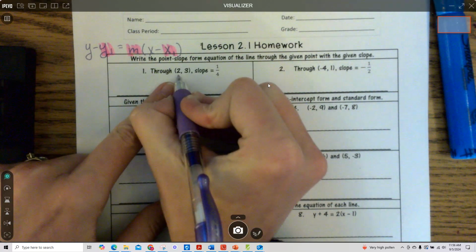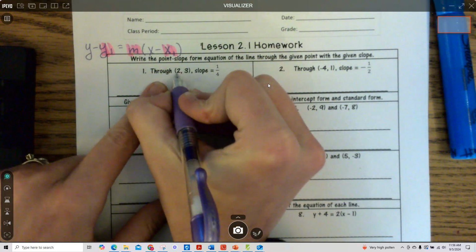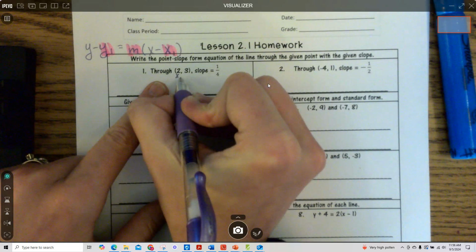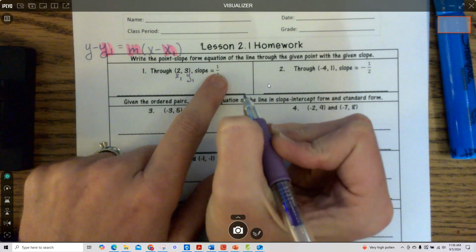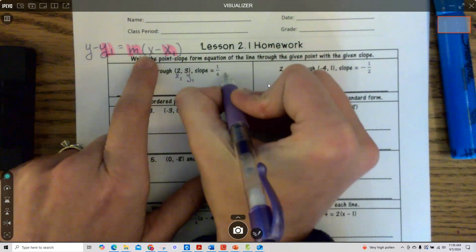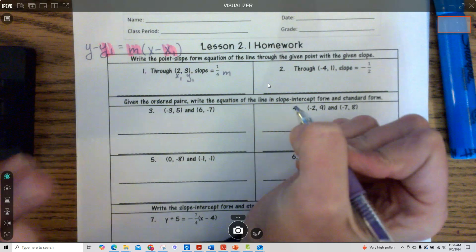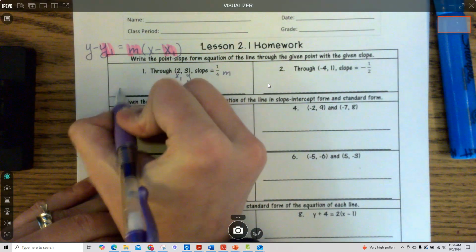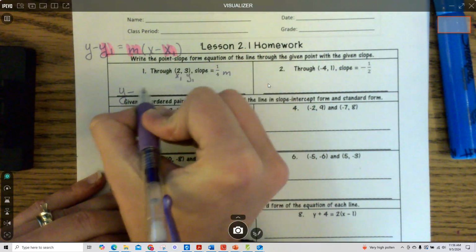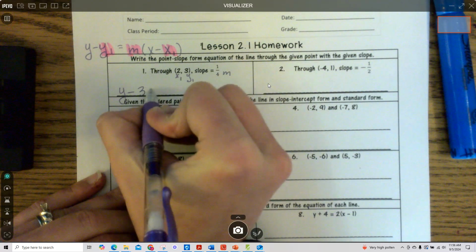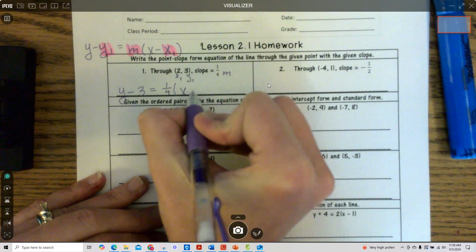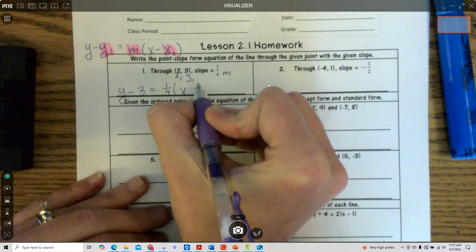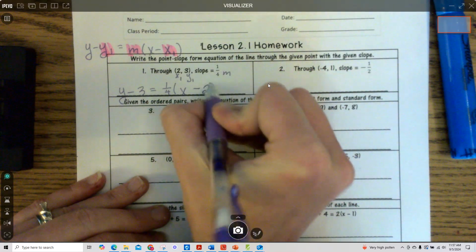So here's our ordered pair. Remember, x always comes first. So that's x1, that's y1. Slope is always m. All we've got to do is fill in the blanks now. So y1 is a 3, m is a 1/4, and then x1 is a 2.